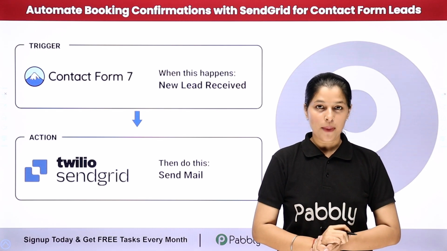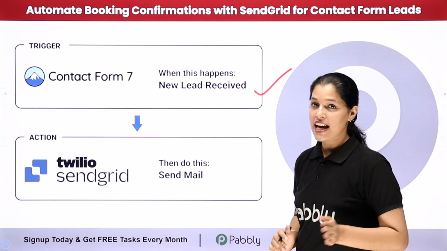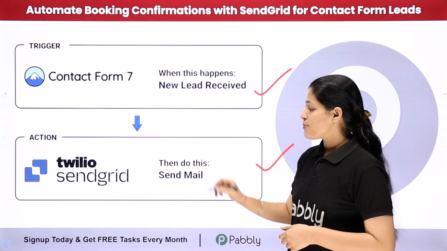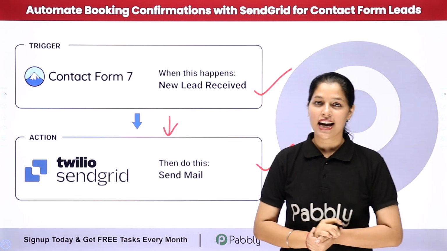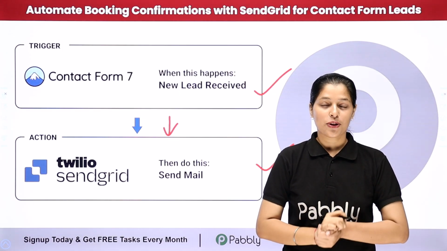So in this video my objective is, as soon as I receive a new lead over Contact Form 7, I am going to send mail through SendGrid. For building the connection between the contact form and SendGrid, I am going to use an amazing tool, that is Pabbly Connect, which can integrate different applications and start automating your work.